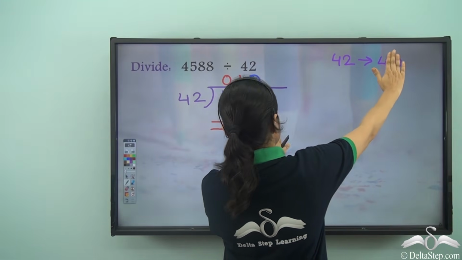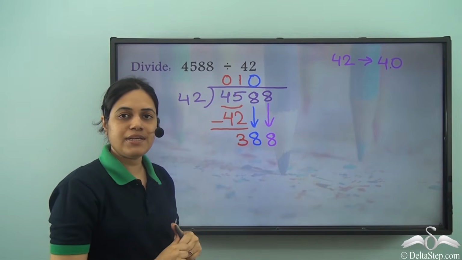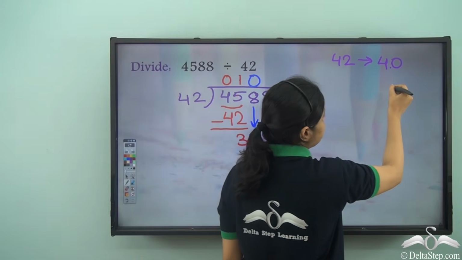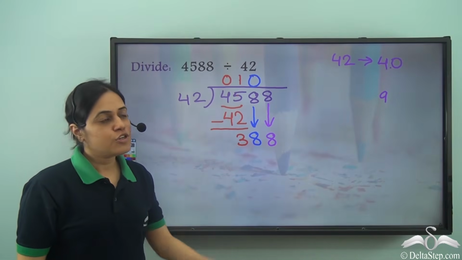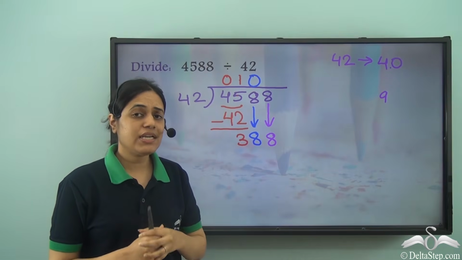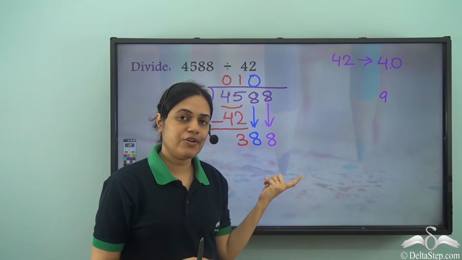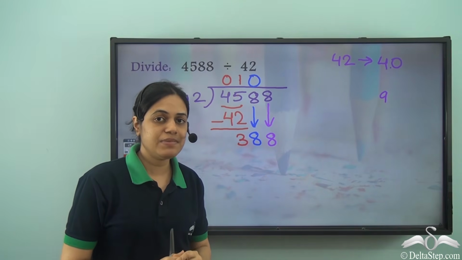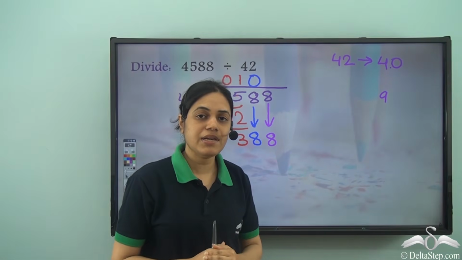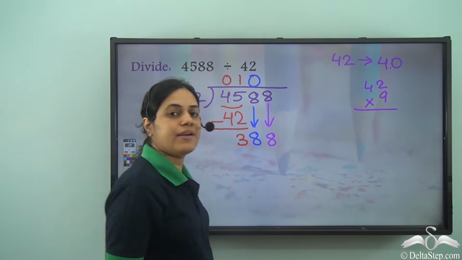I cover the units digit of this and I cover the units digit of this. So I have 4 and 38. How many times does 4 go into 38? 9 times. So 40 goes into 388 9 times. So it is possible that 42 would also go into 388 a maximum of 9 times. But we need to check that. We are not sure. 9 is an estimate. So I need to multiply 42 by 9 and check.